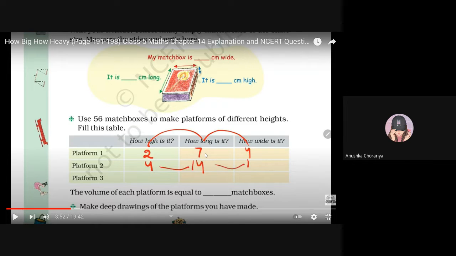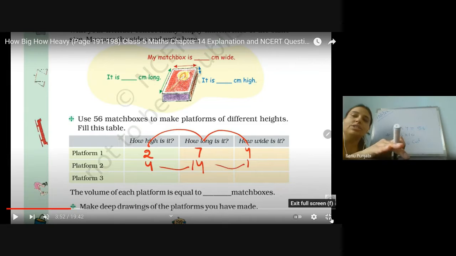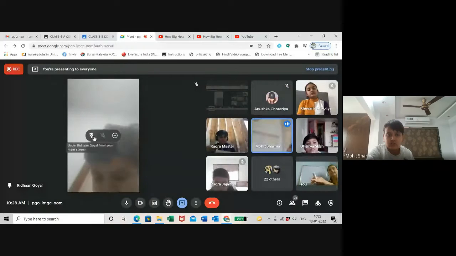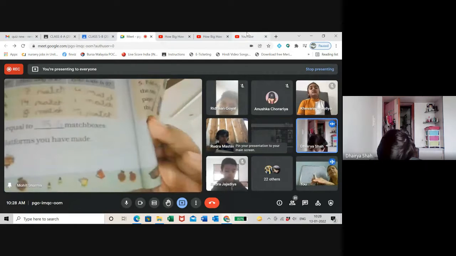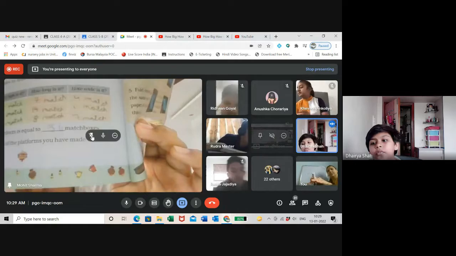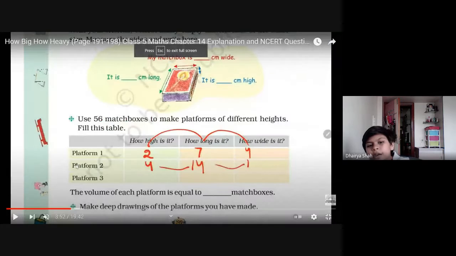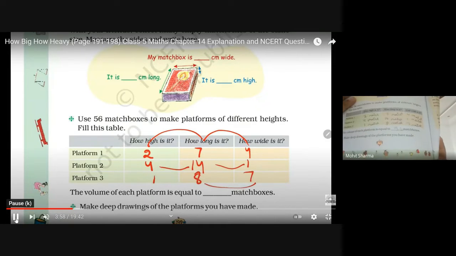Ma'am, we can write 8 multiplied by 7, means how high it is, how long the platform is, and the volume of this platform is 56. अब आप इसमें matchboxes की calculation करो. Don't calculate with meter and centimeter. Clear? Ma'am, if we write 8, 7 and 1, we will also get 56. Very good, Mohit. Let me check. 8 multiplied by 7 is 56 and multiplied by 1 is 56. Yes, volume of the matchbox there. Very good.